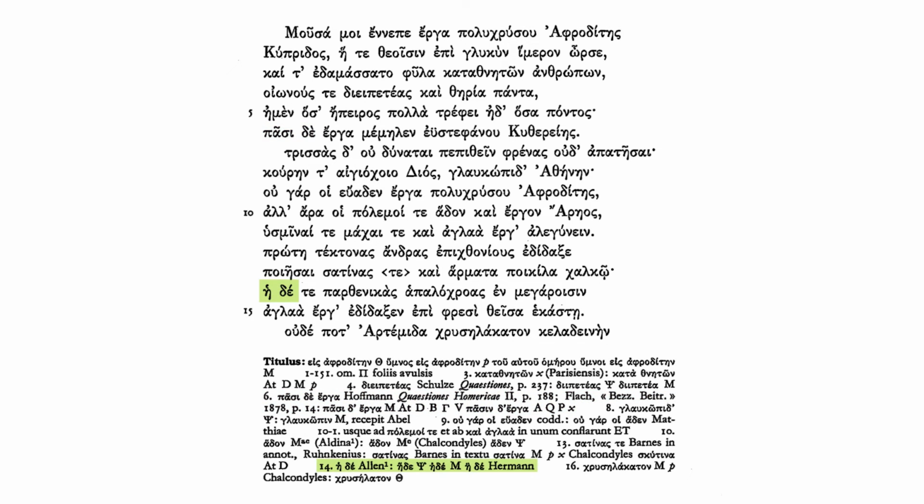And in line 14, Càssola accepts Allen's reading herde rather than the single word that appears in the manuscripts, or Hermann's alternate suggestion. I don't know why Càssola has put a superscript 1 next to Allen's name, maybe to specify first edition, but the same reading appears in all editions of Allen's text.